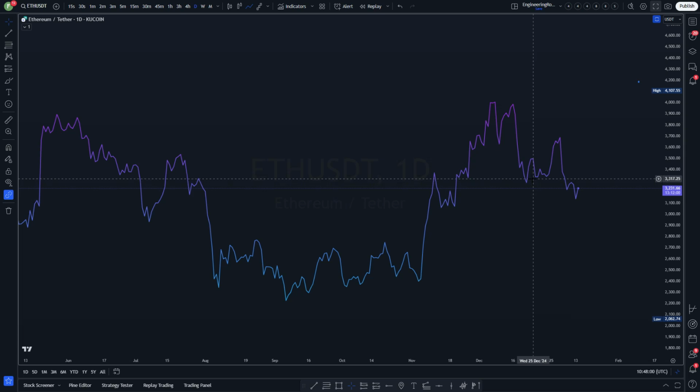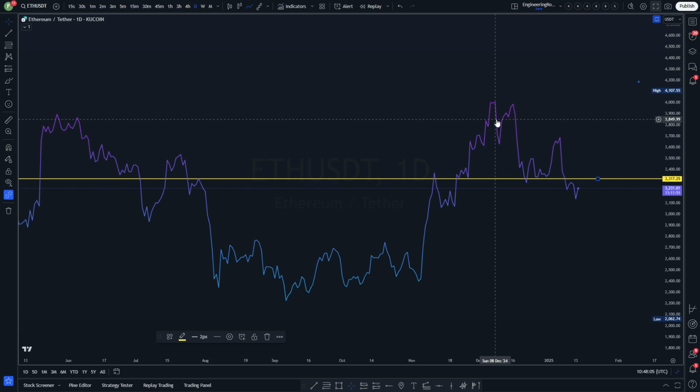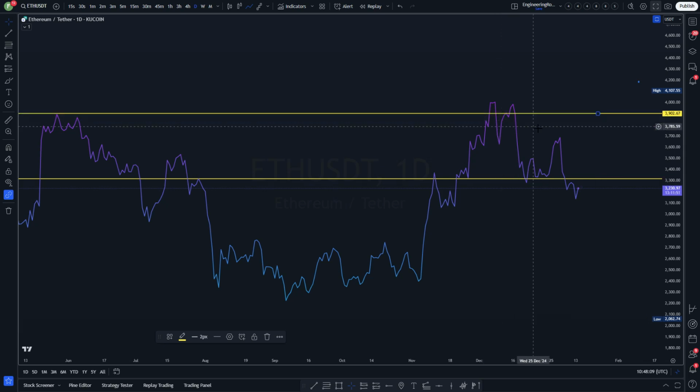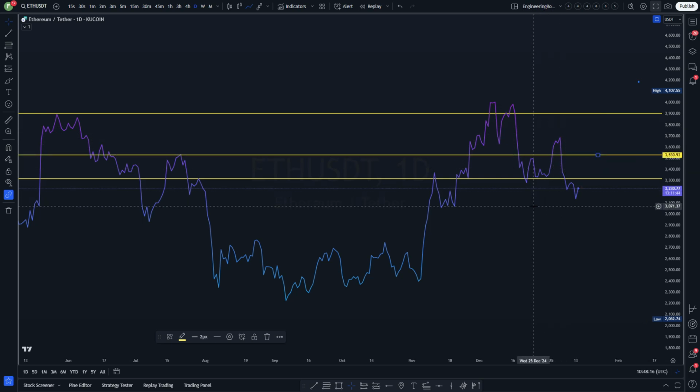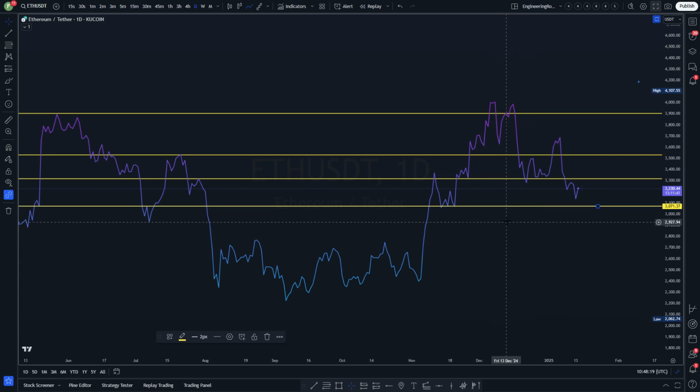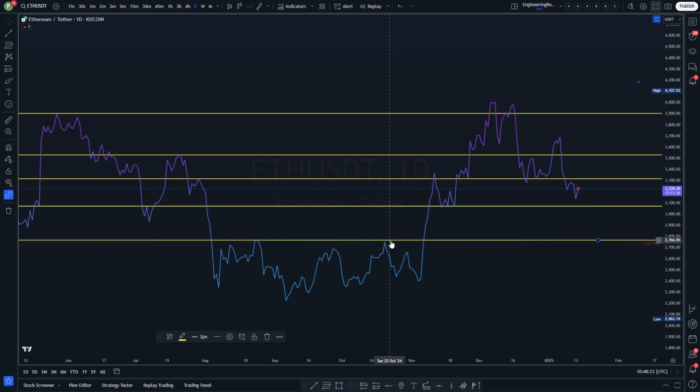We can see price has reacted around this horizontal level, and looking at the top, I want to draw some zones there and potentially here, one here, and then the consolidation that was happening around October. I think that gives us good positioning as to where we are.